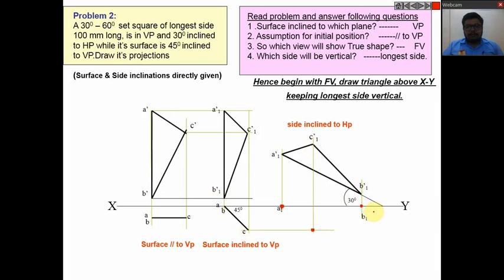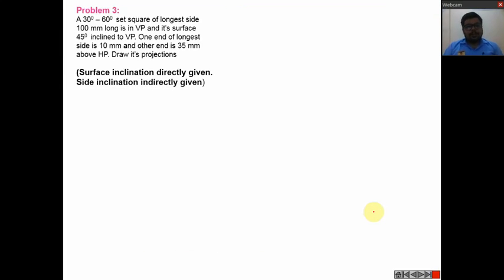This will be A1, B1 and C1. So if we join them, this will be our last step. So in this way we can draw the projections of plane. Now let us go through the next one, that is problem number 3.